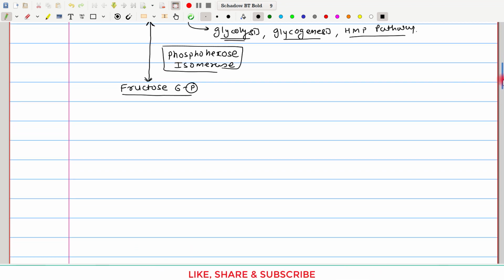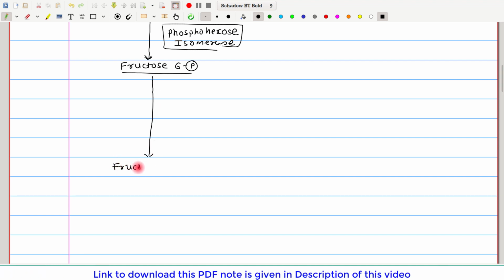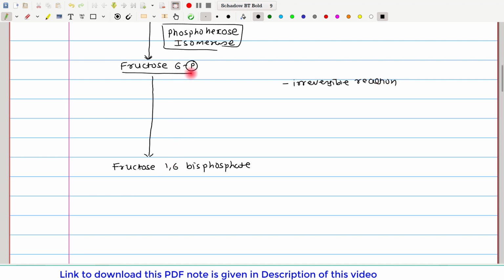What will happen to this fructose 6-phosphate? Fructose 6-phosphate irreversibly gets converted to fructose 1,6-bisphosphate. Remember, this is an irreversible reaction. Now, as we examine over here, only one phosphate is there, whereas here two phosphate groups are there. The second phosphate is bound to the first carbon of the fructose.